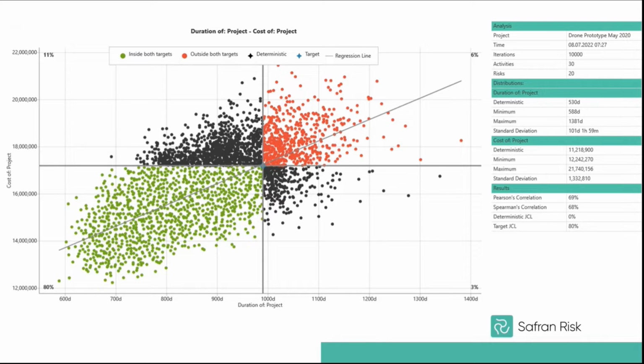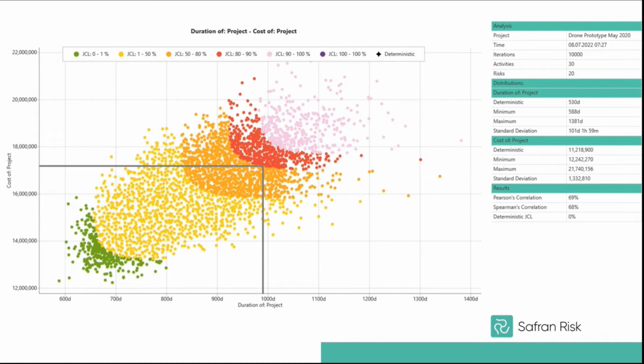Okay, so what is a joint confidence level, or JCL? Simply put, it's like having a traditional p-value, but instead of a single point answer, it is a range that can slide up and down a scale or a continuum. Let me show you.